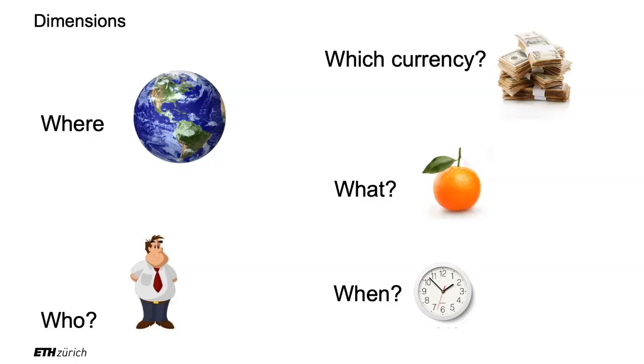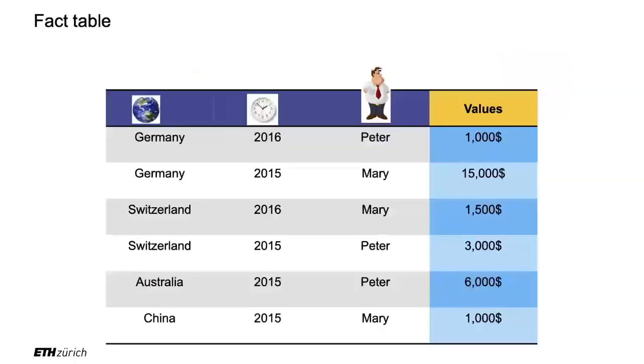When you report your balance sheet or your income statement or the cash flow statement, you need to say, is it US dollars? Is it Swiss francs? Is it euros? Is it Indian rupees? And so on. What, for example, in the case of financial statements, that could be assets, short-term, long-term, revenues, profits, and so on. And when, that's the year, the quarter, and so on. And you see that all of that together gives you the coordinate of a specific value.